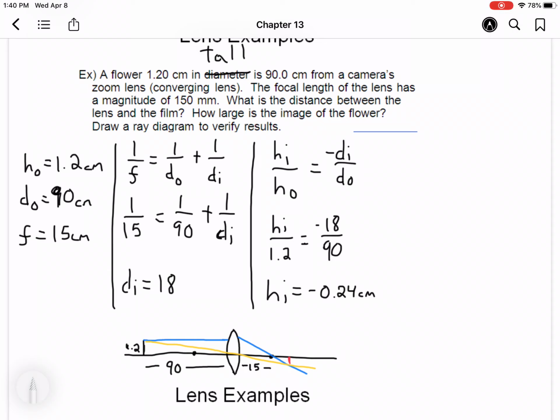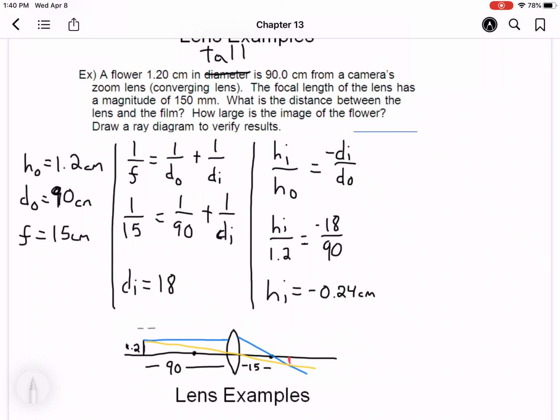All right. Then I can use that and go through this, and I'm going to get the height of the image is negative 0.24. So it should be inverted, smaller, and closer, right? And when we do the diagram, we get exactly that. It is inverted, it's smaller, and it's closer, right?